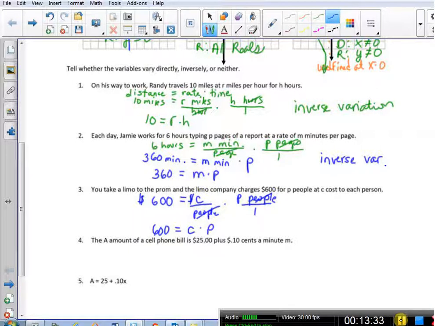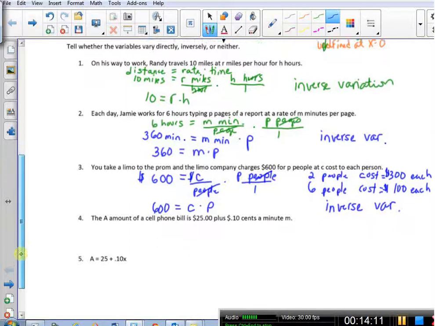So if you have, for example, 2 people, then the cost is going to be $300 each. But if you increase to 6 people, so the P is increasing, then the cost per person goes down to 100. So as the P is increasing, the C is decreasing. This is inverse variation.